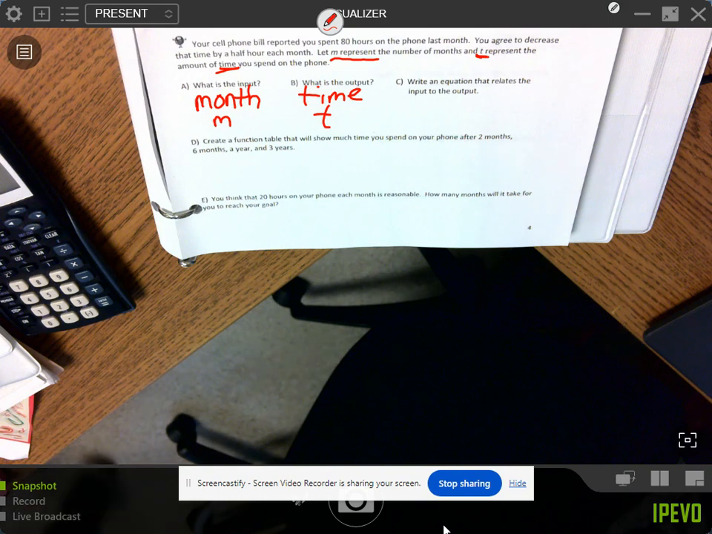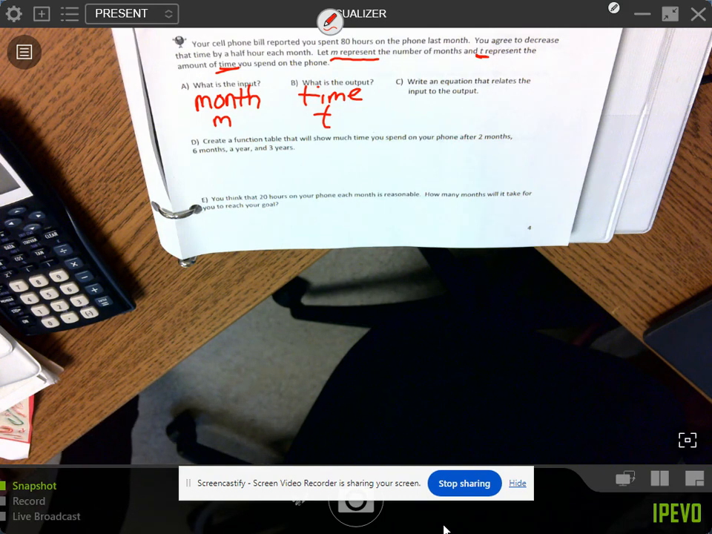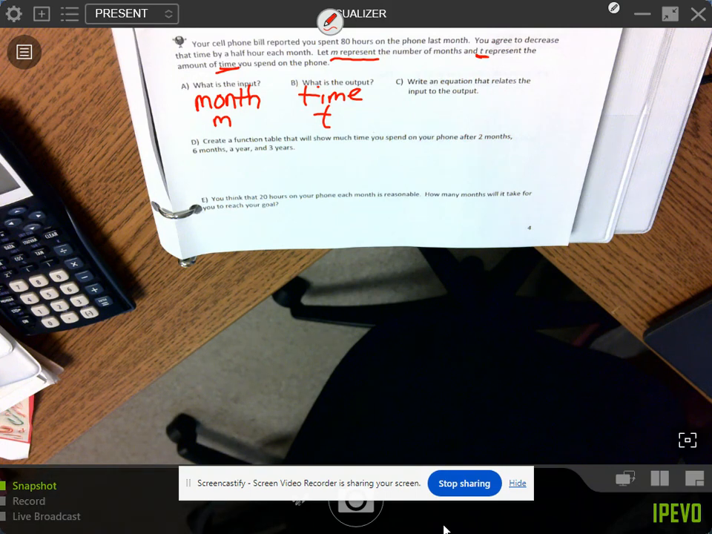What would our equation be? Write an equation that relates the input into the output. So we've got our number of months and we've got the time you spend on the phone. Lucas, what do you think? N times 0.5 equal M time times 0.5 M times minus 0.5. Wait, so remember how our equations are set up.